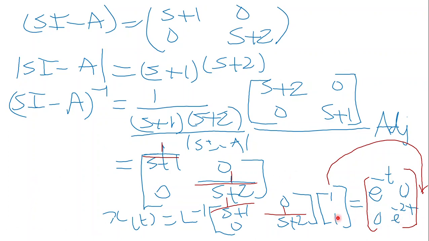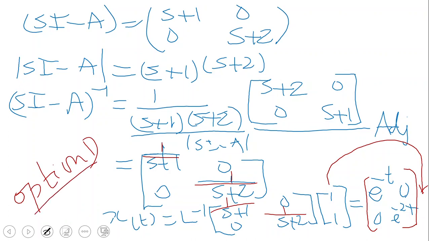e power minus 2t into 1. Which option is this? So it falls into option D. Since it is option D, for the space constraint I am writing it here. So option D is correct. I hope you have understood. Let us move on to the next question.